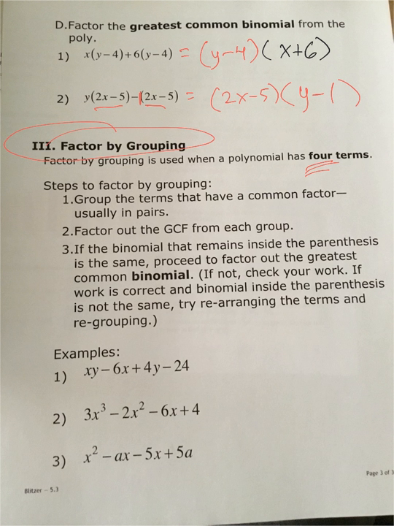We're going to group the terms that have a common factor. What that means is they might not be in the order that you need them to be, so if you need to, rearrange the polynomial. If you need to put something at the end, go for it. That's what step 1 tells you to do: group the terms that have a common factor. In your homework, you're going to see that's crucial.